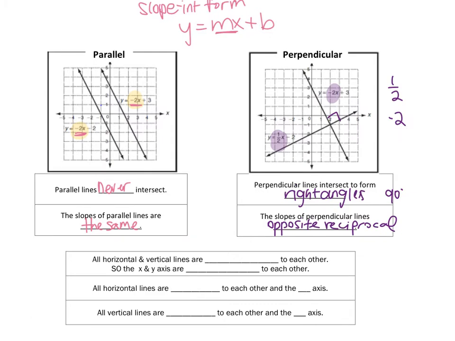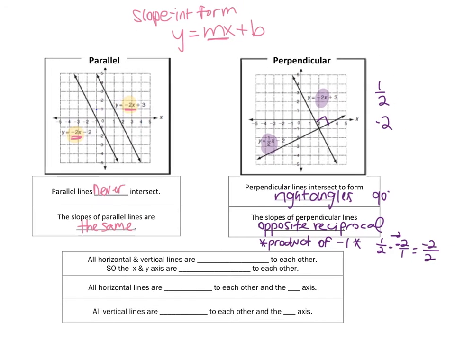Additionally, perpendicular lines have a product of -1. Okay? What that means, we can multiply our slopes together to give us -1. So if we multiply straight across, we get -2 over 2 equals -1. Okay? But as far as terminology goes, the important thing you know is that perpendicular lines have an opposite reciprocal slope. Okay? All right, moving on.